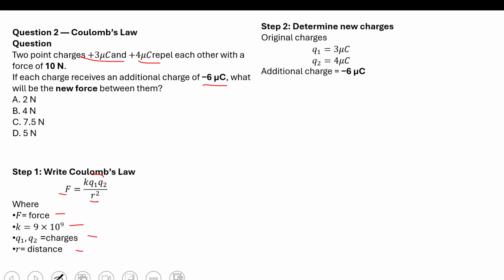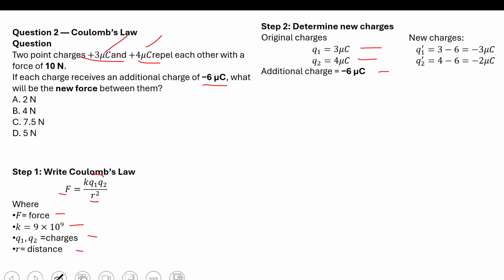So we put in the parameters. I know that we have Q1 as 3 microcoulomb, according to the question here, and Q2 as 4 microcoulomb. But there's an additional charge, which is minus 6 microcoulomb. So where would that be? Now, we need to resolve the charges.